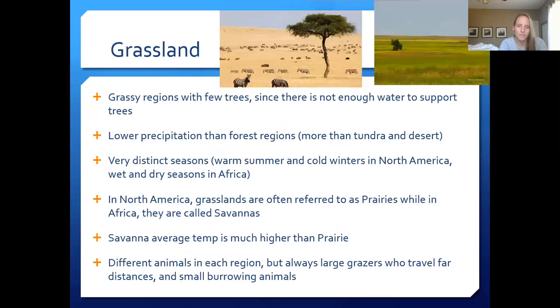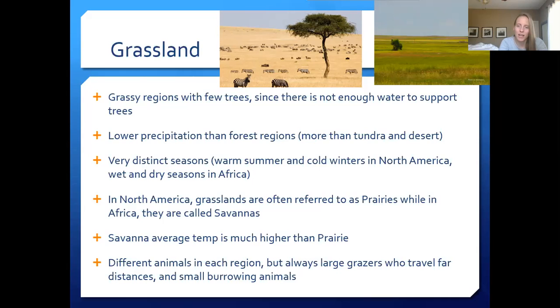Then we get to the grassland, which is, as it suggests, very grassy. There's not a lot of trees because there's quite frankly not enough water to support trees. It does have one of the lower amounts of precipitation.